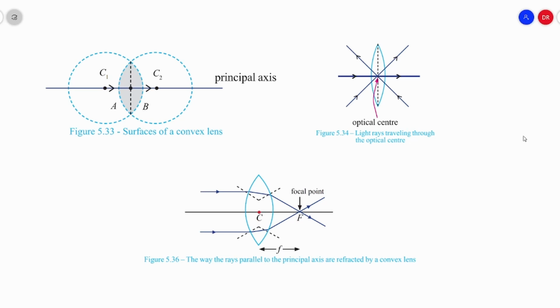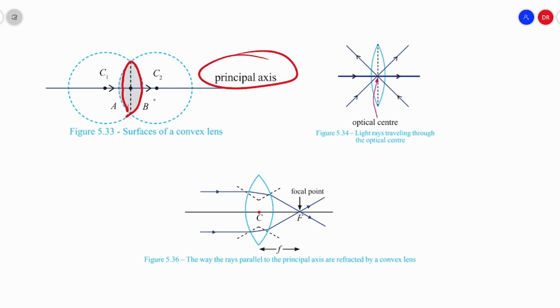In convex lenses, you can see in figure 5.33 the surfaces of a convex lens. When we make this kind of lens, you can see two surfaces, and each surface can make a circle. The center of one circle is called C1 and the center of the second circle is known as C2. When we draw a line connecting C1 and C2, we call it the principal axis. This principal axis is the center line of the lens.